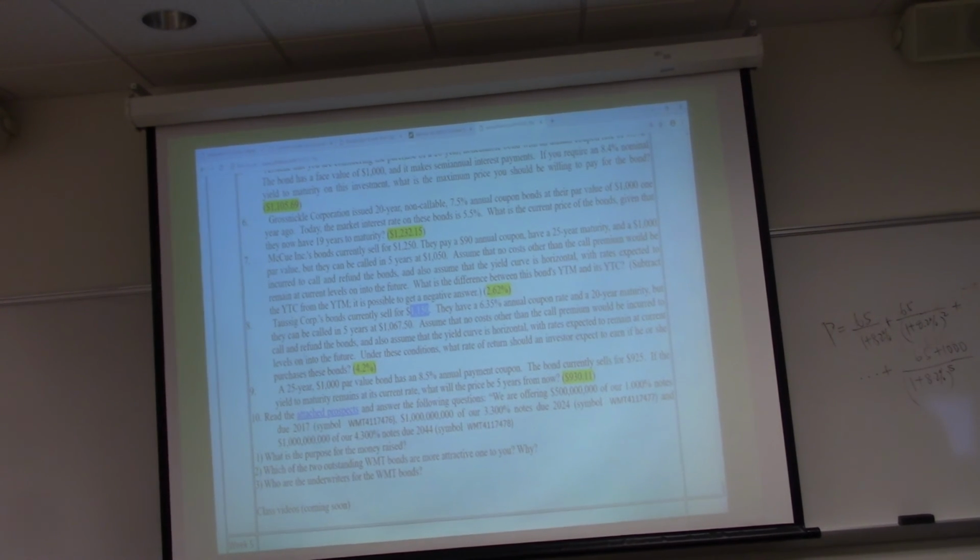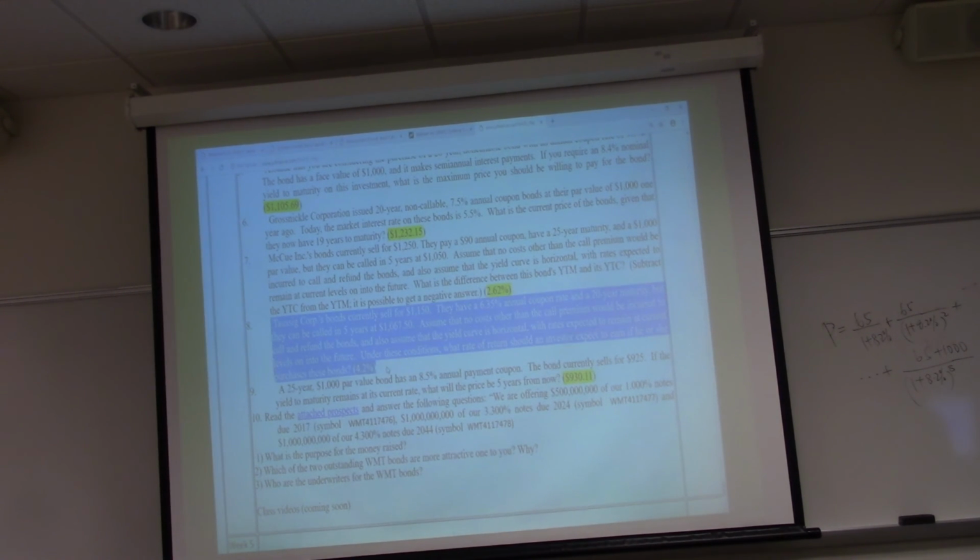So you should just do the yield to call because that's a more consistent number? Well, yield to call because it's happening more quickly. If the company calls, this is the return you're getting. Since the market interest rate has been falling, it's likely the company will call the bond back.